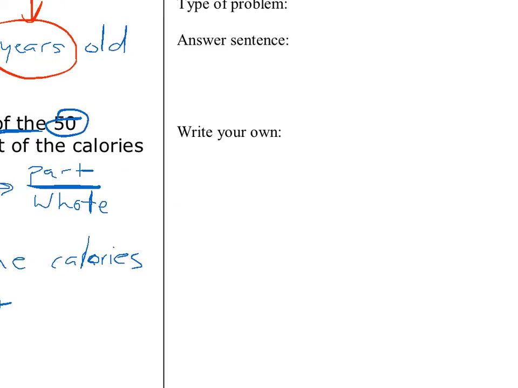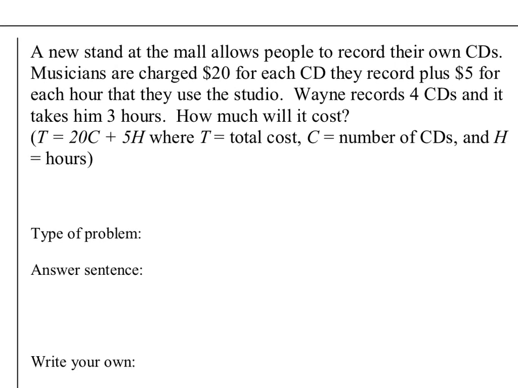Let's move on to the next one. A newsstand in the mall allows people to record their own CDs. Musicians are charged $20 for each CD they record, plus $5 for each hour they use the studio. Wayne records 4 CDs and it takes him 3 hours. How much will it cost?